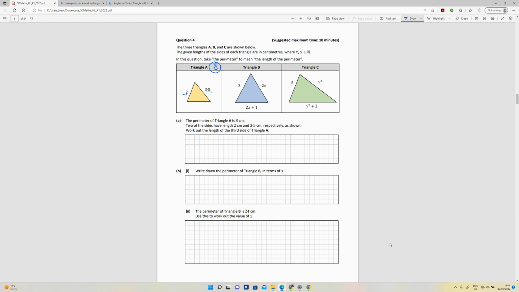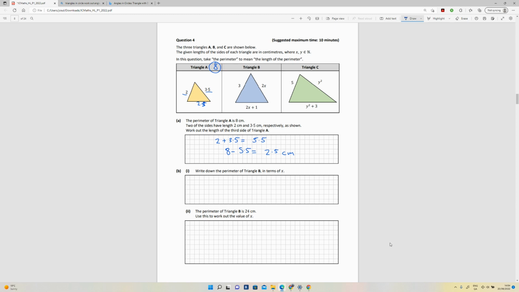So the perimeter is adding up the length of all the sides. So all we have to do here is add the two sides that we have, which is 5.5. And we know that the full perimeter is 8. So I can subtract 5.5 from 8, which means I will have 2.5 centimeters left. So that side there is 2.5. Okay, so I know all sides of it now. So that's the length of the third side.